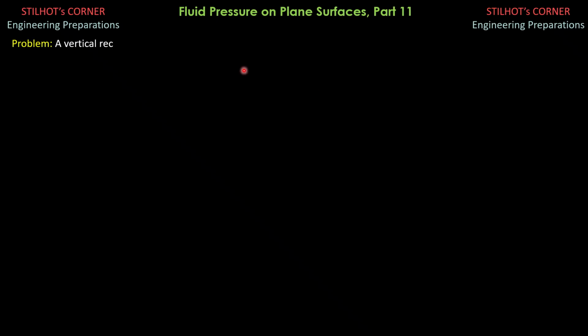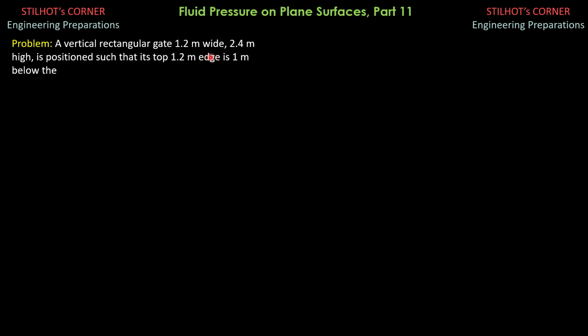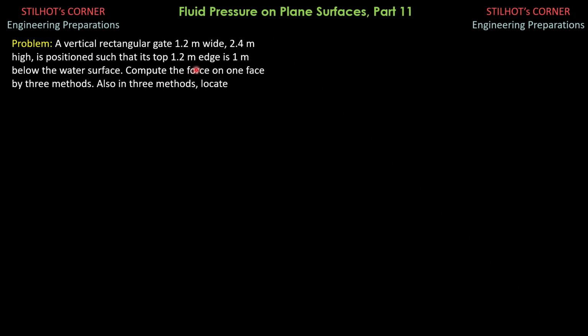So here is the problem: a vertical rectangular gate 1.2 meters wide, 2.4 meters high is positioned such that its top 1.2 meter edge is 1 meter below the water surface. Compute the force on one face by three methods. Also, in three methods, locate this hydrostatic force vertically from the water surface.